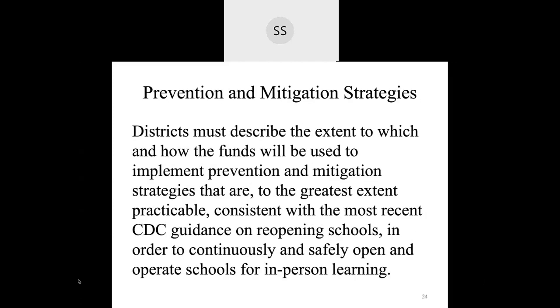So as part of your ESSER 3 application and plan, you will have to describe the extent to which and how funds will be used to implement prevention and mitigation strategies consistent with the most recent CDC guidance on reopening schools in order to continuously and safely open and operate schools for in-person learning, where we all know that students learn best.